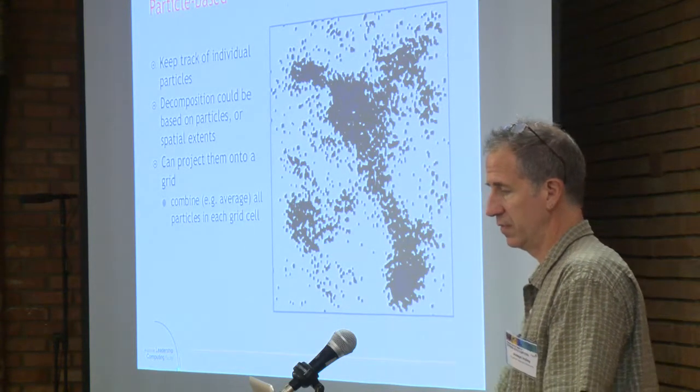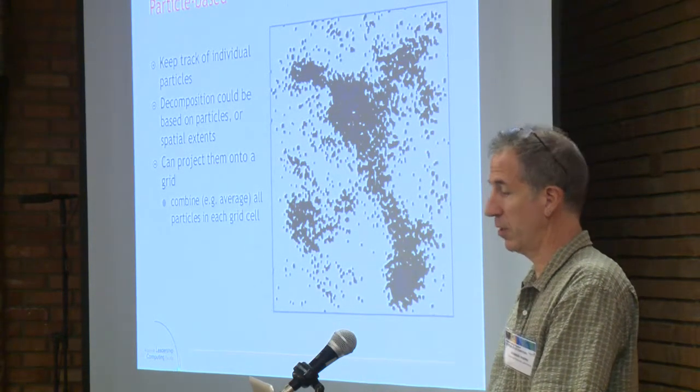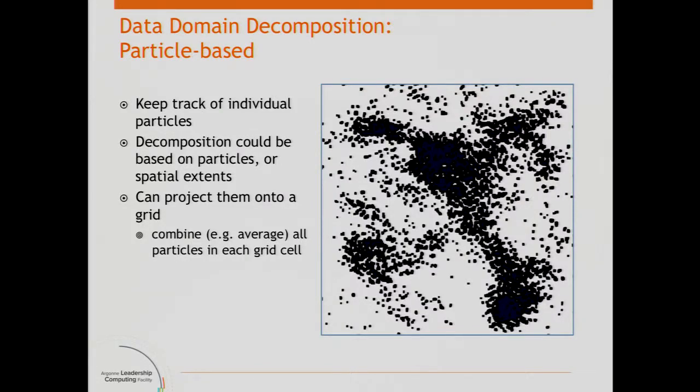Another example of domain decomposition is particle-based. In these types of calculations, each particle carries information about itself, and it moves around in the domain. And there's a number of different ways that you can decompose that. So for example, each process could be responsible for some set of the particles, where it doesn't matter where they're located in the domain, but each process keeps track of some predefined set of particles. Or it could be such that each process is responsible for particles within a particular region in the domain.